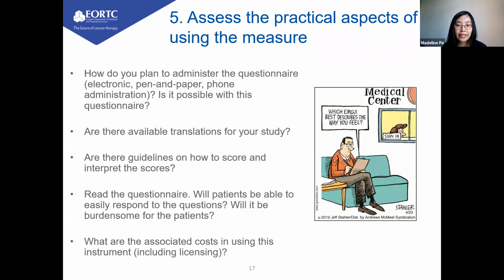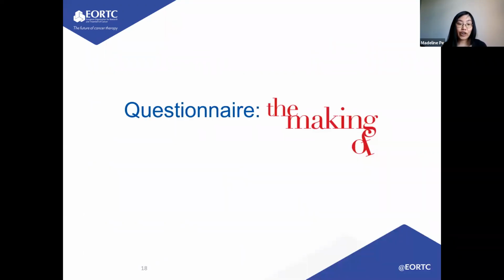All right, next, please. So that's for me, just to give you a broad overview of how to choose a measure and what quality of life measures are. And now I will pass the slides to Dagmara, who will give you more information on the thinking behind the development of a good PRO questionnaire.